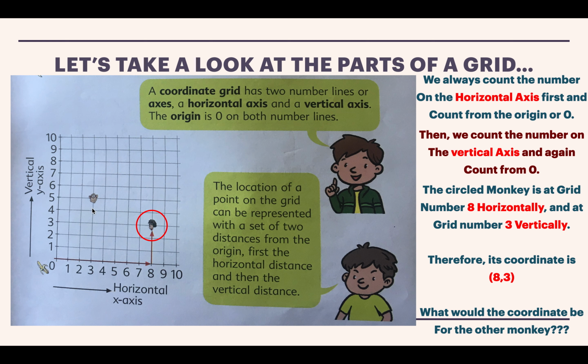Okay, you think you've got it? So remember, x-axis first, horizontally. 1, 2, 3. So we can see that's in line with 3. So the x-axis is 3. And now we're going to count the y-axis. 0, 1, 2, 3, 4, 5. So the coordinate for this monkey would be 3, 5. All right, let's move on.